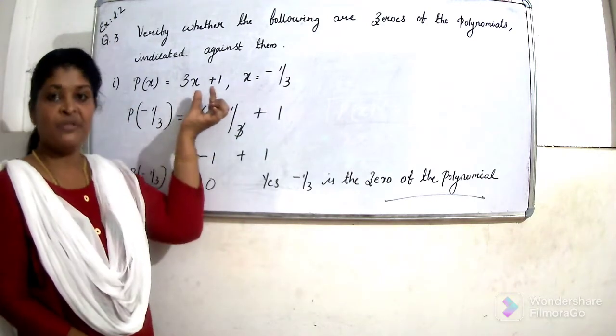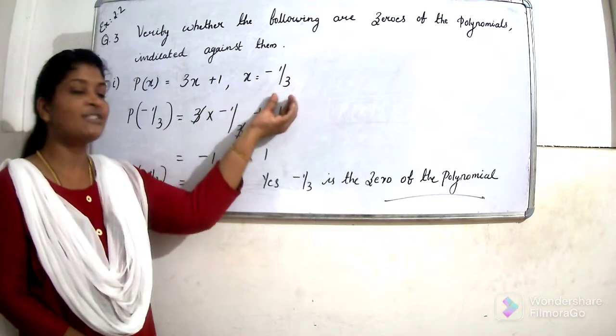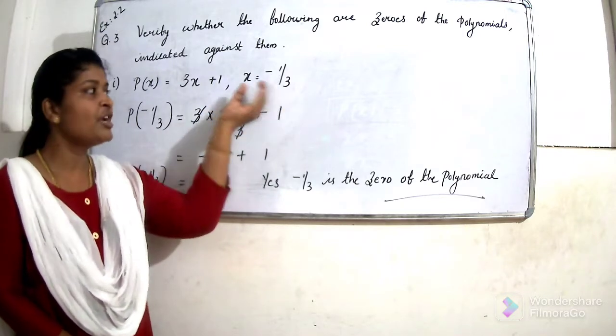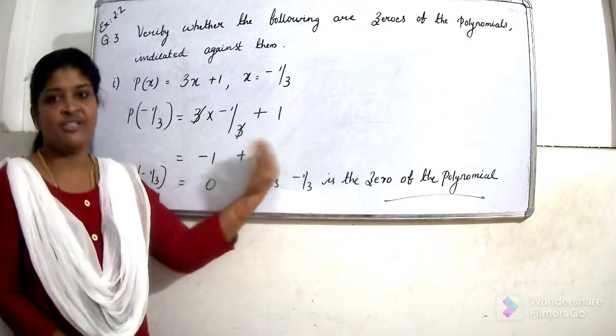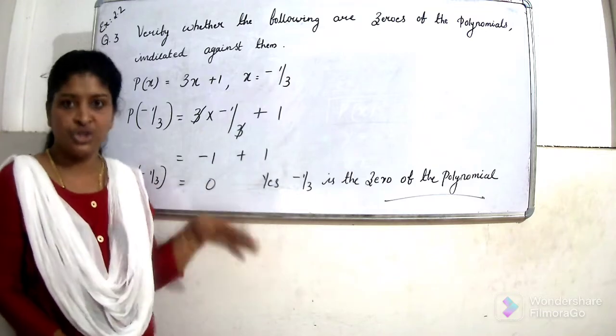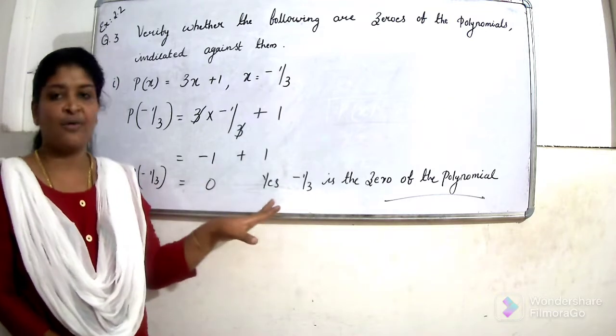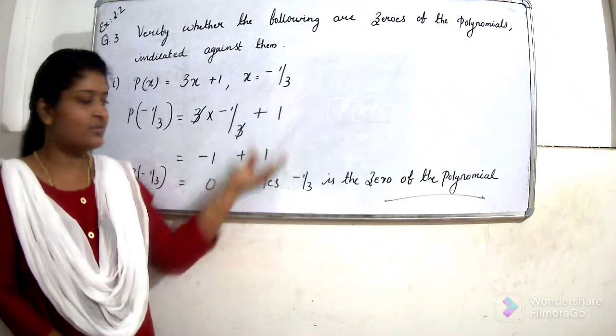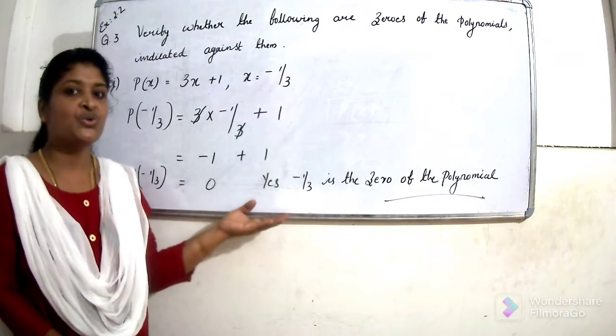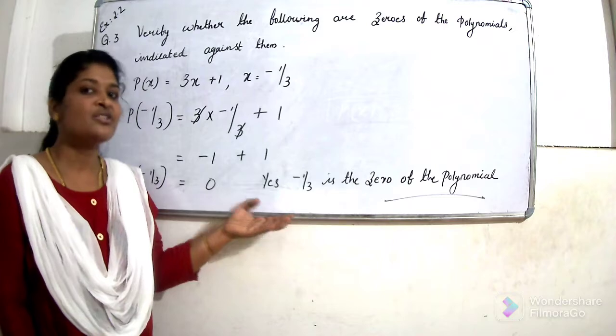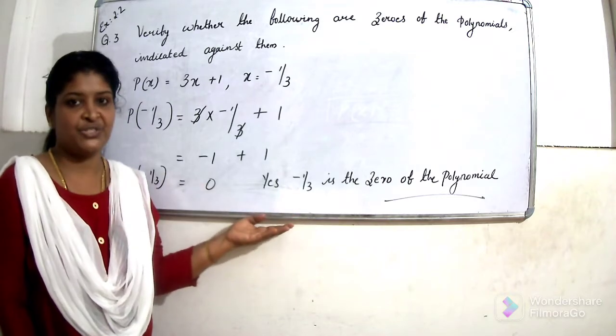The question means the polynomial they have given and the 0 of the polynomial they have also given. So we have to verify. That is our duty. That only we have to do. We have to check yes or no. Okay, so I hope you understood this first question and its solution. So let us move on to the next question.